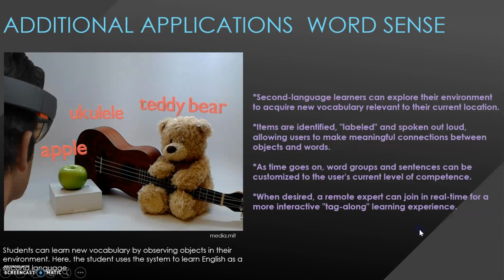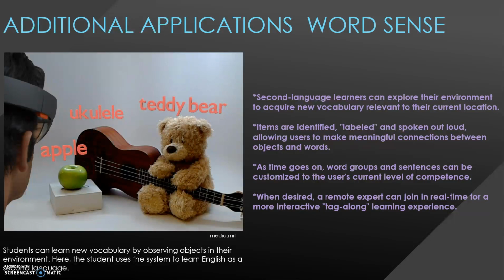Okay. And another application that I thought was really interesting was an application called Wordsense. It is used for second language learners, and they can explore their environment to acquire new vocabulary relevant to their current location. So in this picture here, the gentleman has on the goggles, and what we're seeing with the visual eye is the teddy bear, the guitar, and the apple. But what he's actually able to see is all of that in addition to the words that are listed right above those objects. So I thought that was really cool.